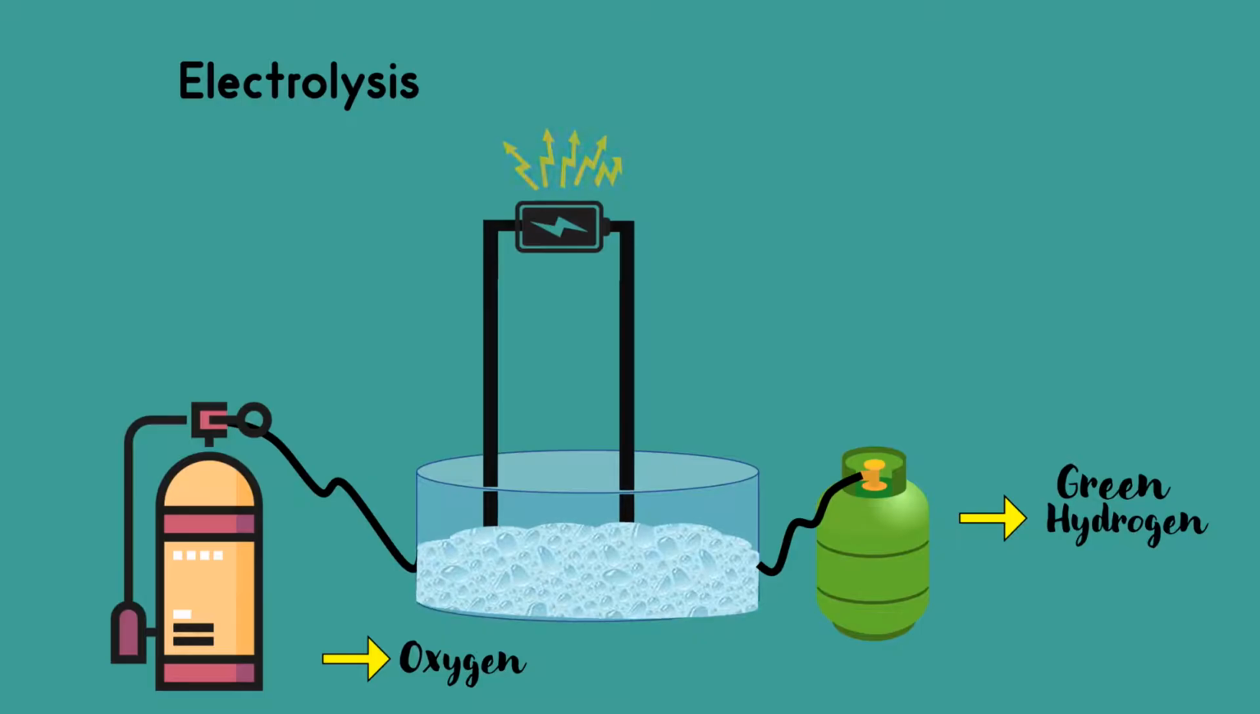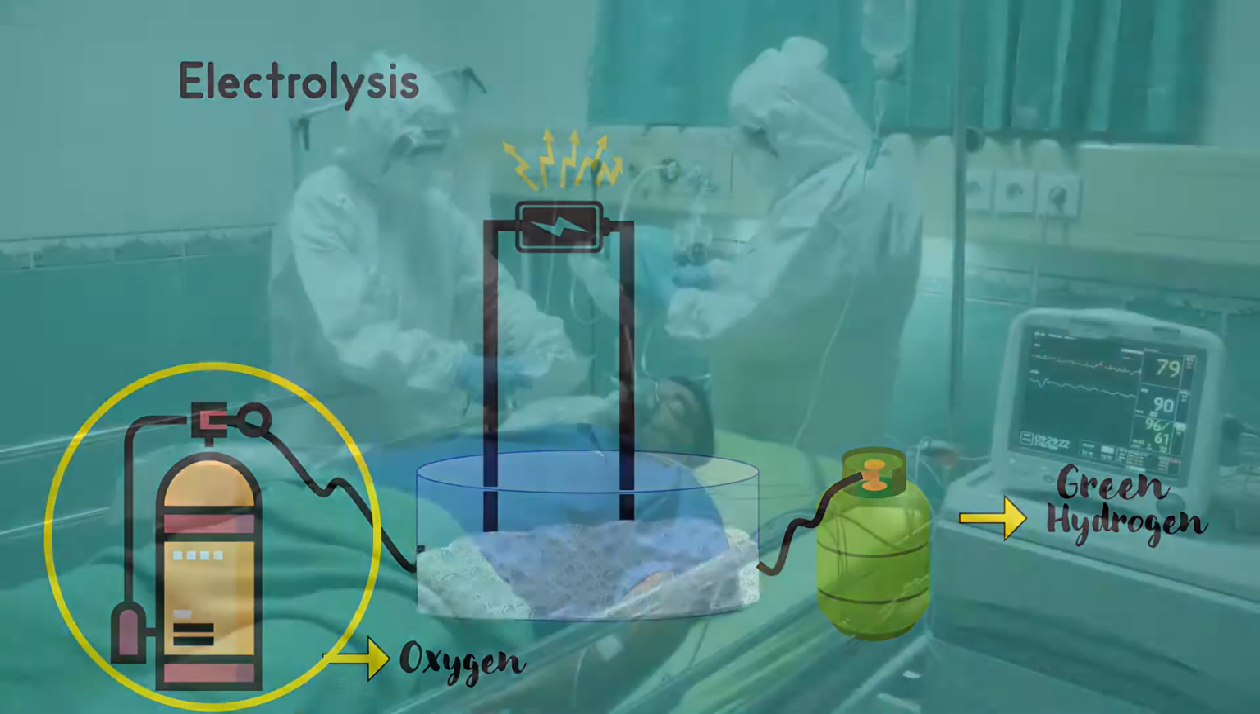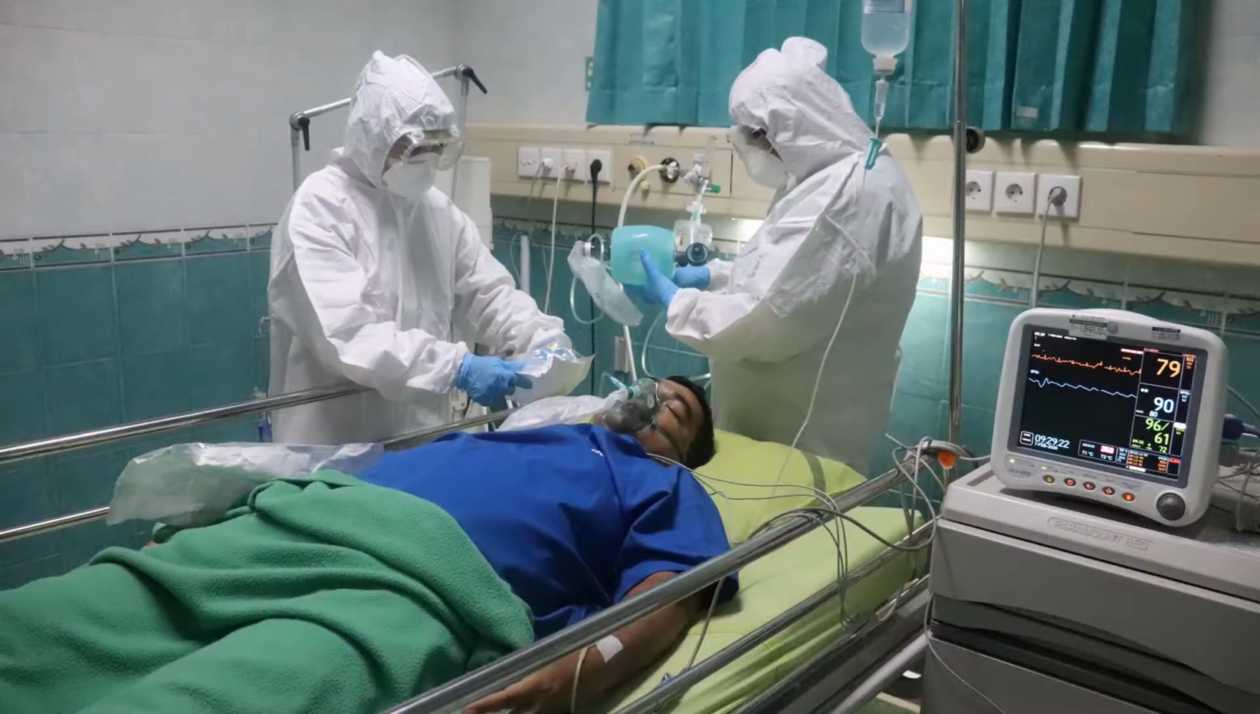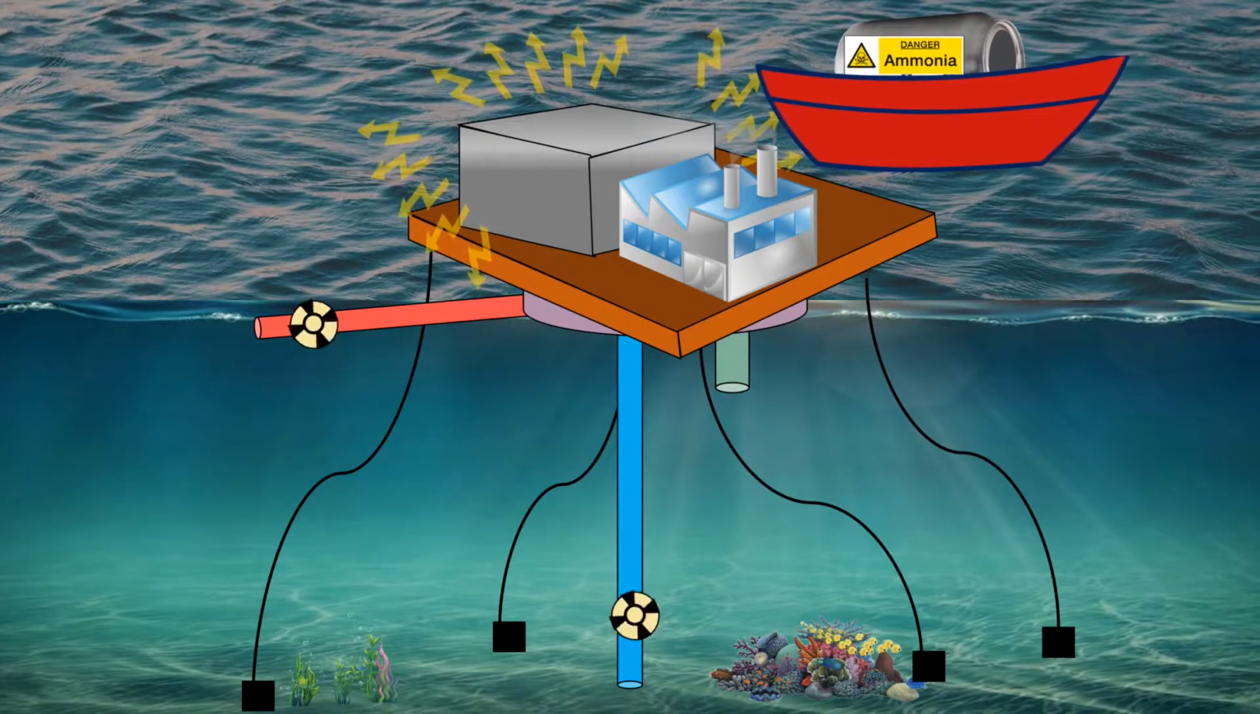We also get oxygen from this electrolysis process. This can be used for medical purposes. During this COVID situation, we all know how important this oxygen is. That's all about ocean thermal energy conversion.